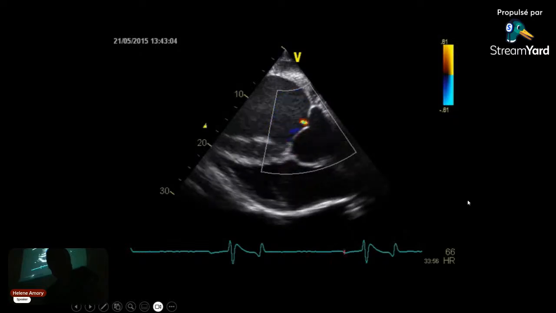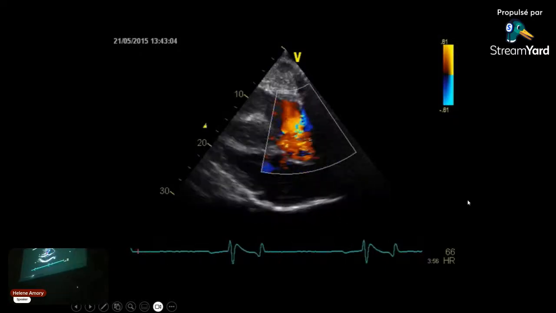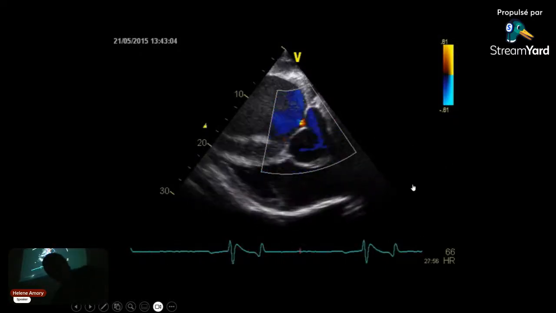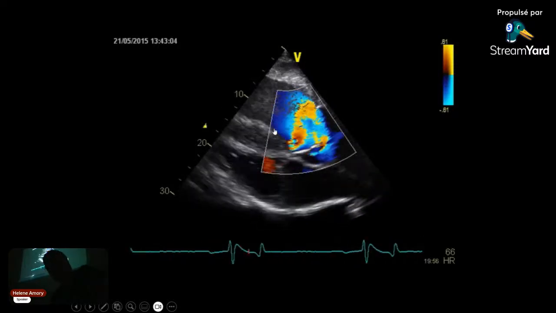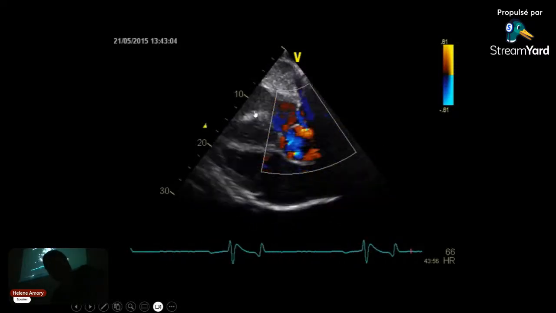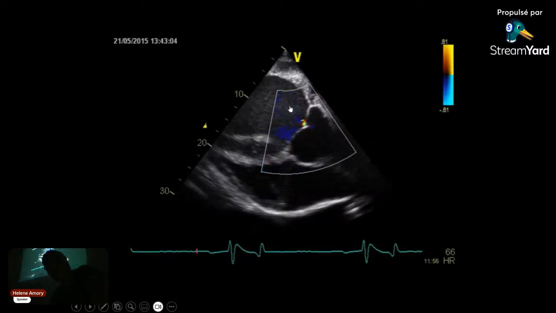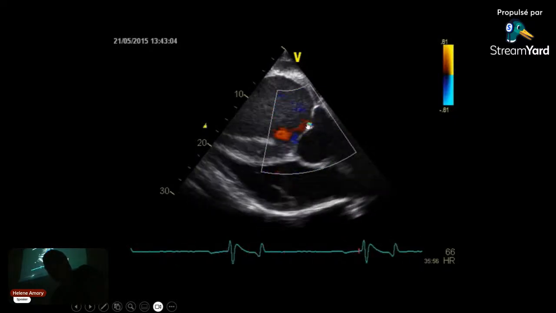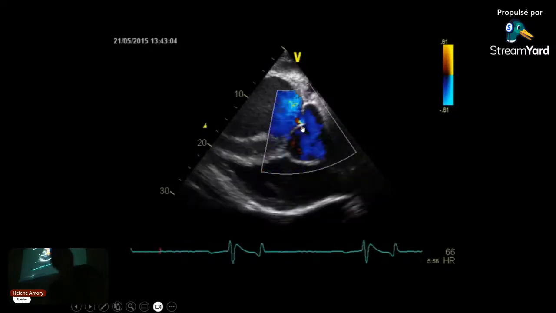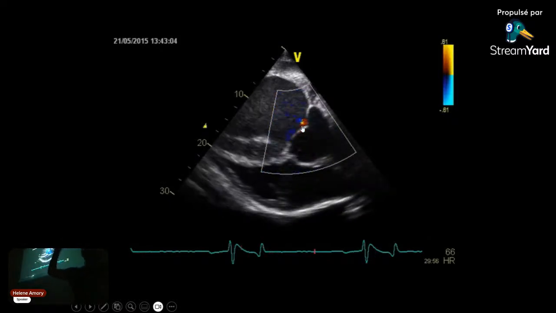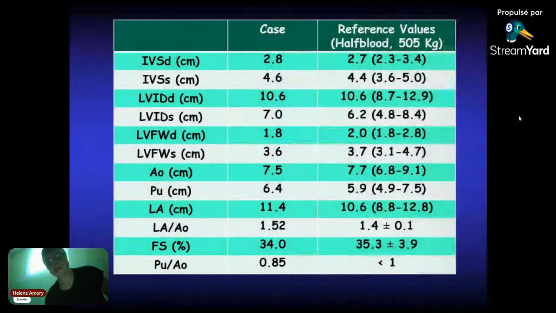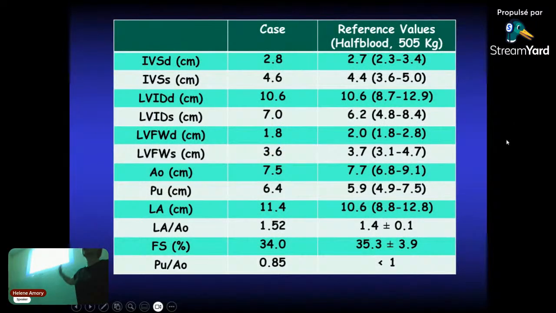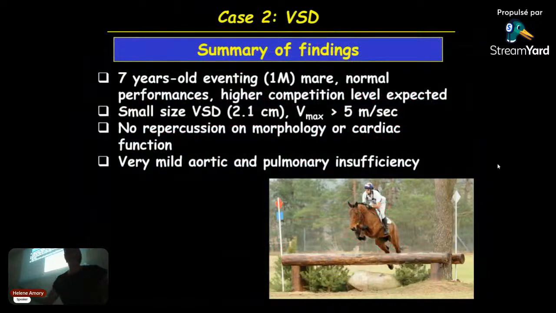This is from the left side of the horse. We have the aorta here, the left ventricle here. You see the ejection during systole. But during diastole, again, you have a very, very, very small aortic insufficiency. Okay? But very small. We do measurements of all the structures, and for this horse, all is within normal values.